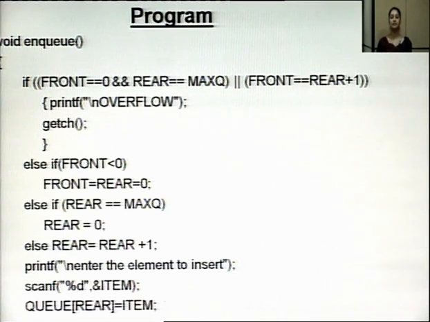After that I check the condition: front is less than 0. That means this is the first element I want to insert into the queue. The value of front and rear is equal to 0. With this, the value of front and rear becomes 0.